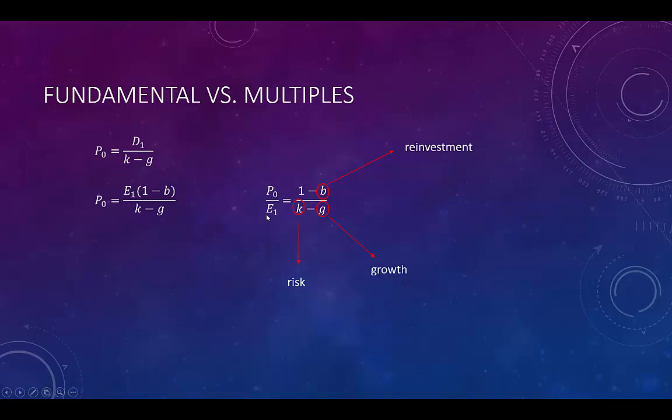Finally, let's analyze the impact of risk on the PE ratio. We see that the PE ratio decreases with increasing risk. The risk is measured with the discount rate. This makes sense since the future cash flows should be discounted at a higher discount rate if these cash flows are riskier.